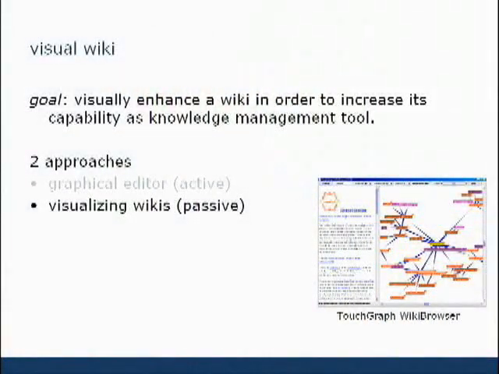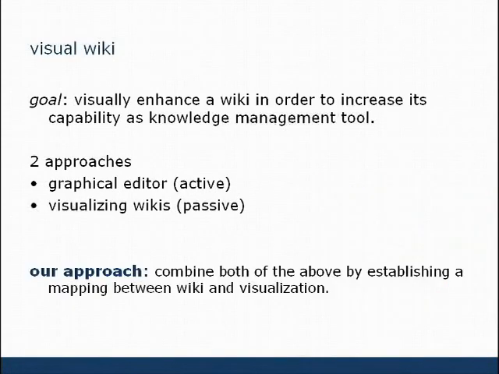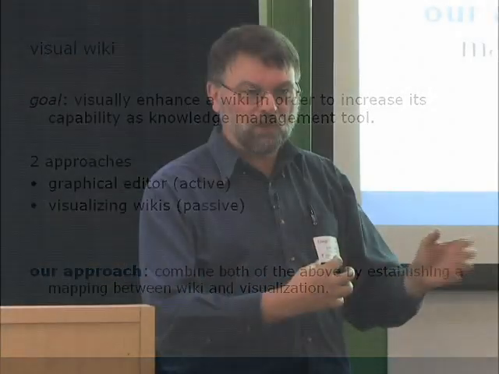So that's an active approach. There are passive approaches as well. So things like the Touch Graph Wiki browser allow you to represent a graph associated with a wiki, so representing the connection of wiki pages to each other. That's a passive approach. It provides a visualization of knowledge that's already been essentially organised. So what we want to do is actually combine the active and the passive together so that we end up with a mapping between a wiki and a visualization. And that mapping may involve communication in either direction.